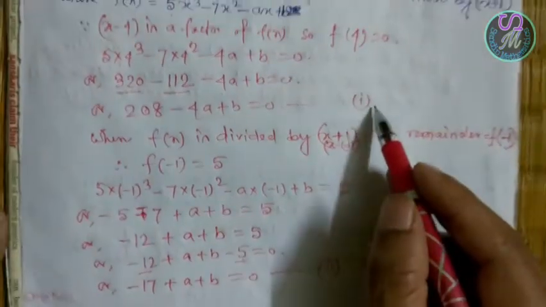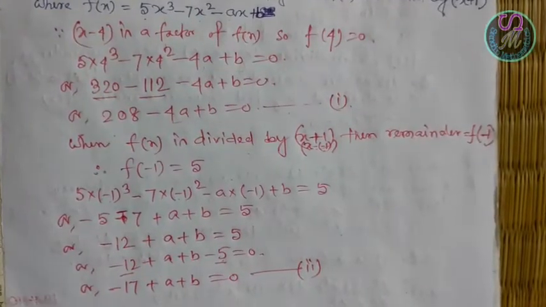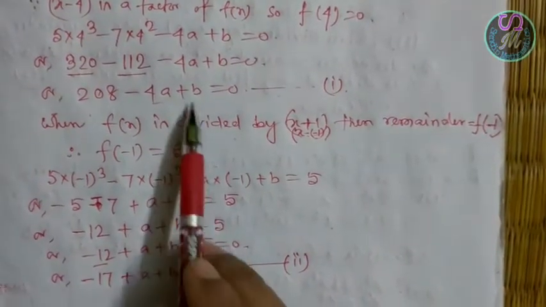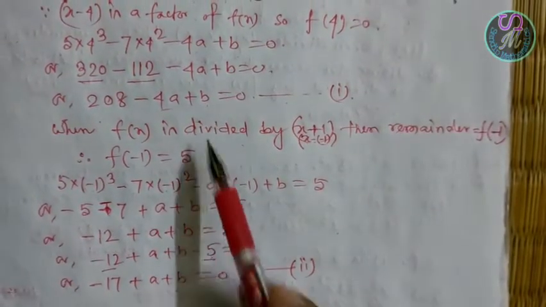Now we have to solve number 1 and number 2, and we have to find the values of a and b. So first, consider that if you subtract these two, here also the b, here also the b, so the same number and the same sign.